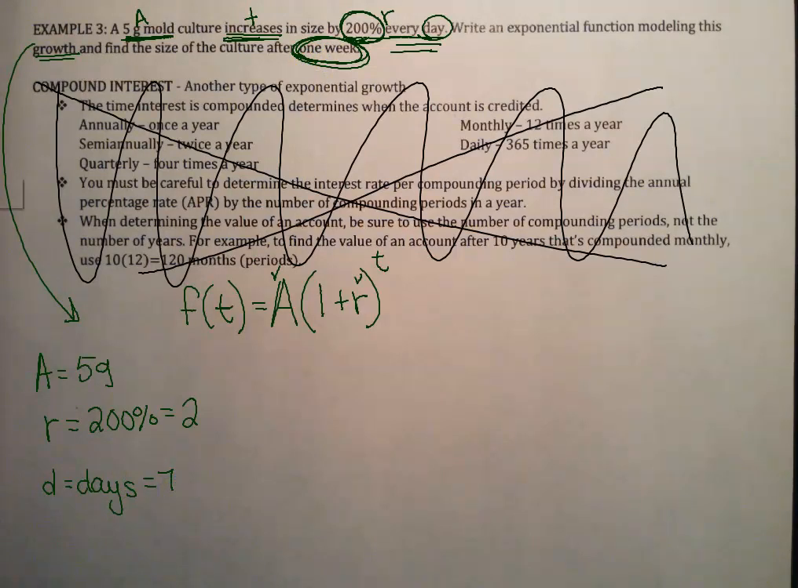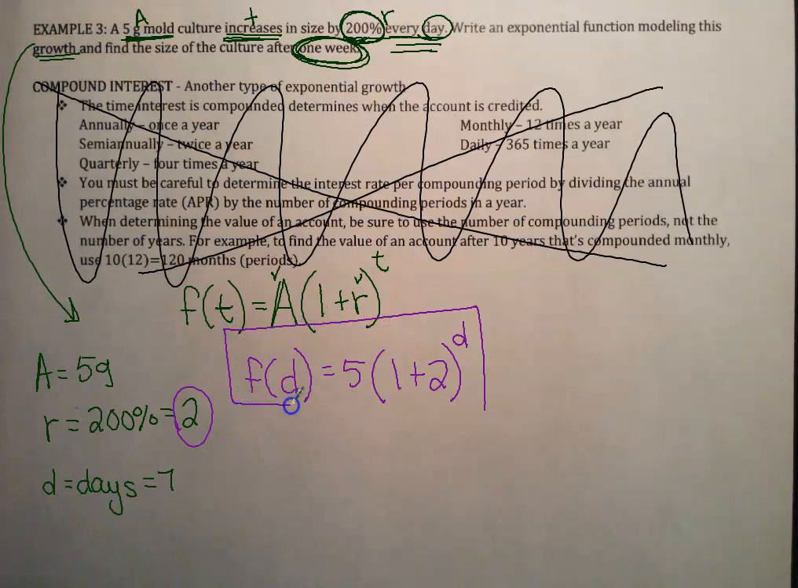Okay, so let's write the exponential function. We're going to use d instead of t. So f, the function of the number of days, equals the initial value. Whoops, I need to actually write the initial value. What is our initial value? What is our a? It's 5, good. Times the quantity 1 plus, what's our rate? Good, it's 2. Okay, and this is to the power of d. This is part 1 of that. Write the exponential function.